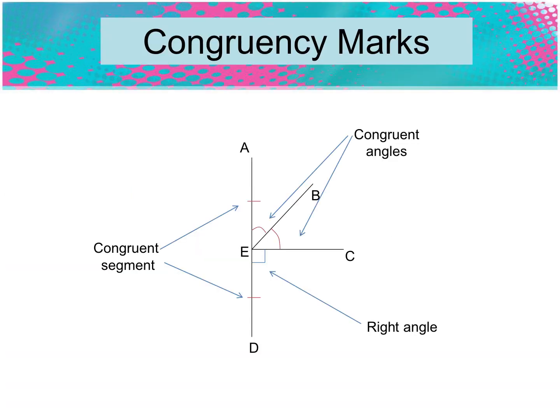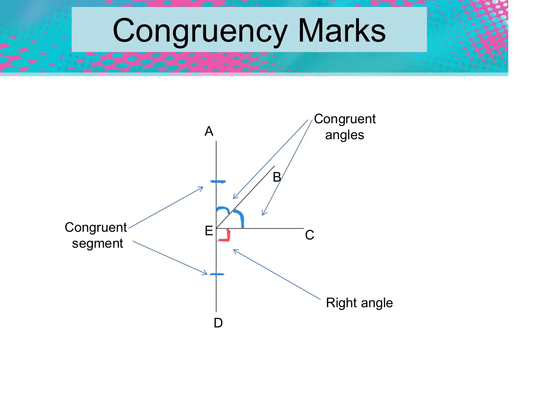All right, the next slide is showing congruency marks. Just like we saw before at the beginning of the chapter, congruent segments are going to have these little dash marks or tick marks. Congruent angles are going to have little arcs showing that the two angles are congruent. And then when it's a right angle, it's going to have a little square or a little box there.